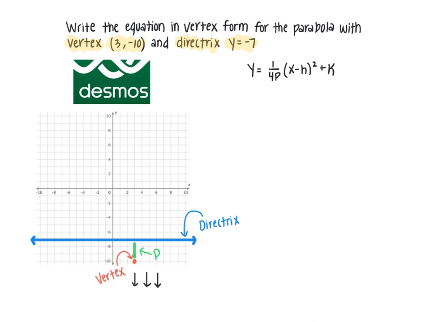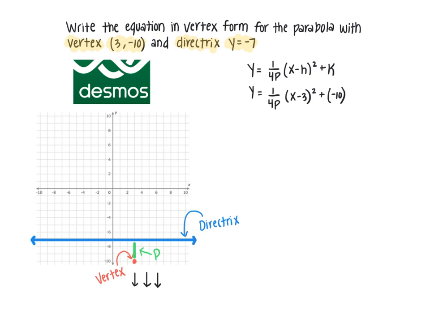So we know that h is going to be 3 and k is going to be negative 10, because that's given to us in our vertex. So I have y equals 1 over 4p times (x minus 3) squared plus negative 10. And then we also know what p is, because if we look at our graph, I can see that the vertex is 1, 2, 3 away from the directrix.